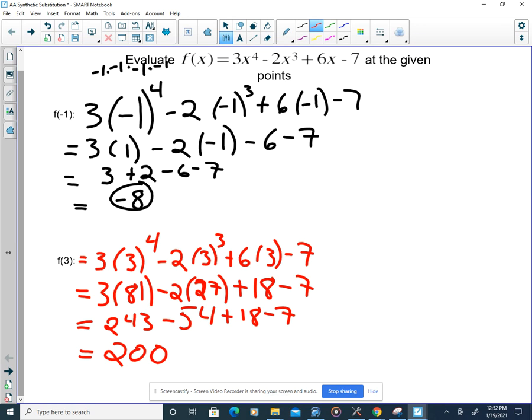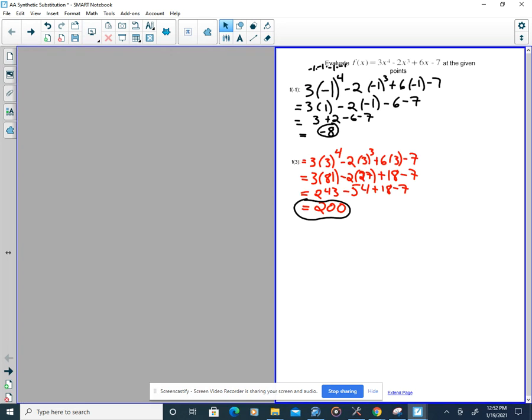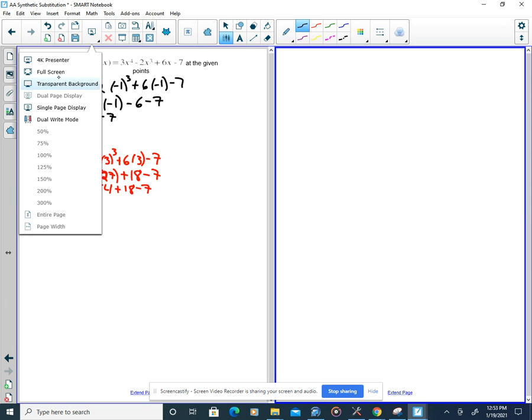So this number is a lot larger than our -1 result, when we evaluated at -1. And you can see there's a lot of room for mistakes to be made during that. So since we learned synthetic division yesterday, we can actually use that to solve these sorts of problems. So let's go ahead and solve these problems, but use synthetic division this time. So let's go ahead and redo the first one.